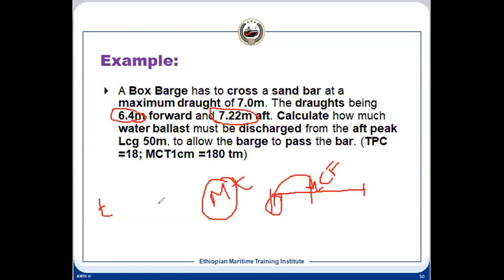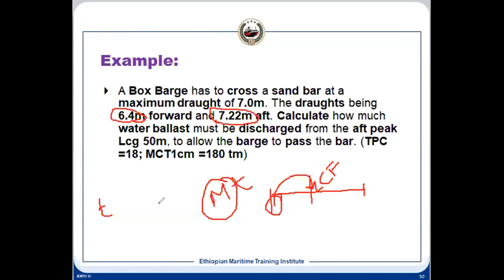Have you got my question? Understood my question? Here it is given. Yes, Chief, we understand. LCG is 50 meter. My question is, is it given with reference to midship? As I told you last time, it is given from the midship. But here, is it from the midship or the LCF?